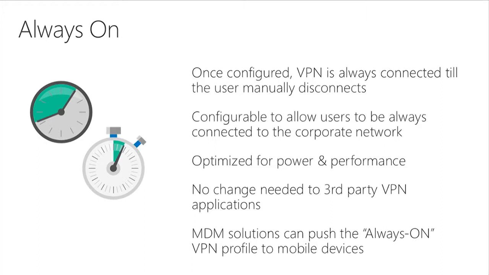With integrations that we will talk about in the coming slides with Passport for Work, we can make this completely seamless, with the user logging in via their Passport for Work credential and getting onto the VPN without any other prompt. We have optimized always on for power and performance. It requires no need for any of the third-party VPN solution providers to change. It is completely deployable via the MDM route.